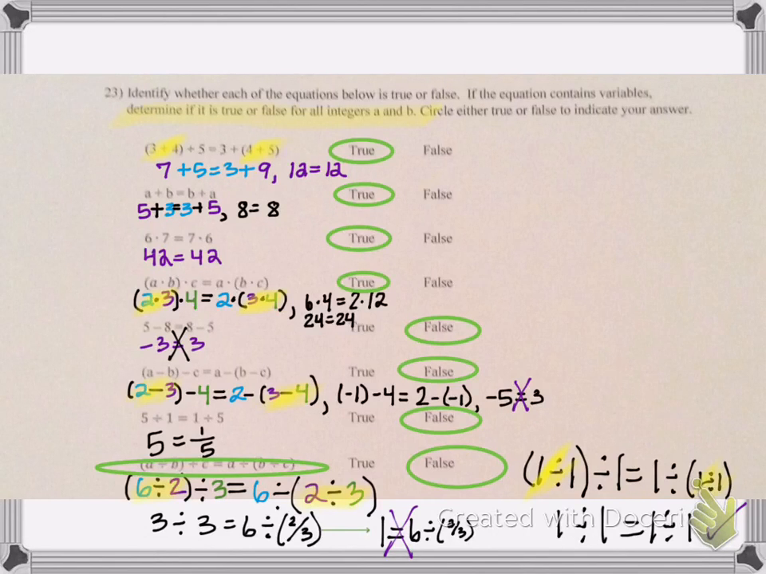But that's a rare case. That's only if I let each variable represent 1. If I let the value of each variable be 1. But that wouldn't be true for all values of the variable, as we saw over here. It was not true when I chose different values of the variable. That's why we conclude that last statement is false.